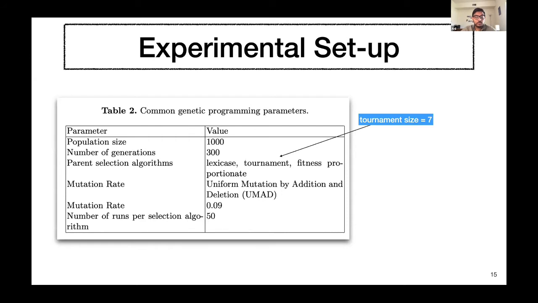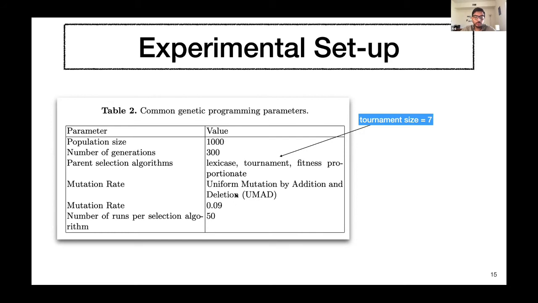Other GP parameters are given in this table. We use 3 selection algorithms: lexicase, tournament, and fitness proportionate. Prior results suggest that tournament sizes between 4 and 10 perform better than other smaller tournament sizes, at least for these software synthesis problems. Therefore, a tournament size of 7 has been chosen, and the population size is 1000.